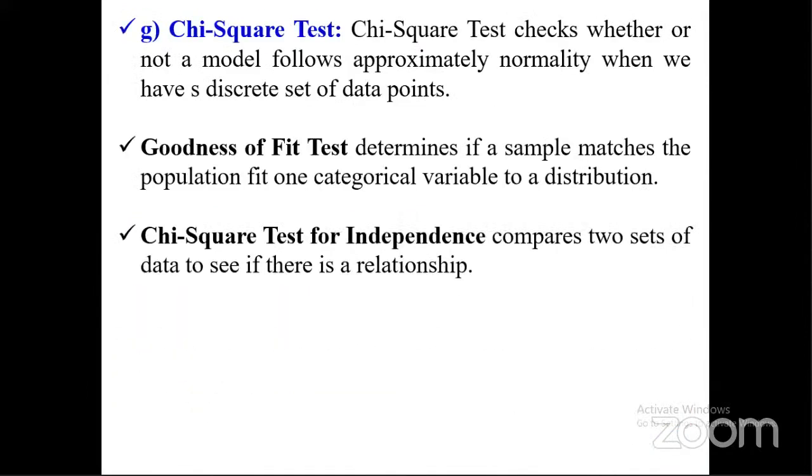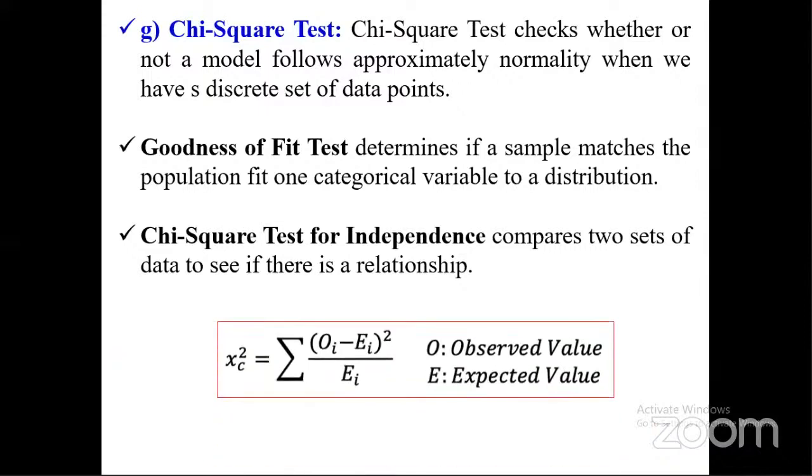Chi-square test, goodness of fit test, chi-square test for independence, etc. So the chi-square test checks whether or not a model follows approximately normality. When we have a discrete set of data points, then we are using the chi-square test.